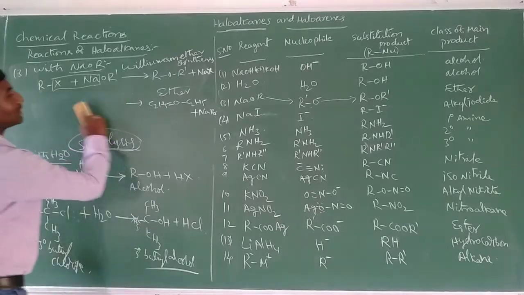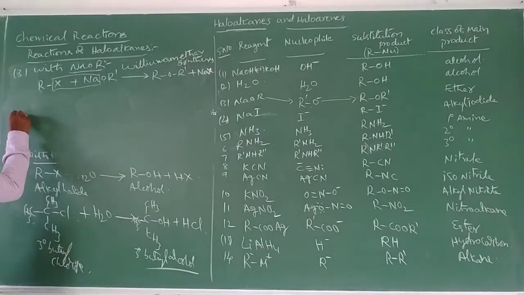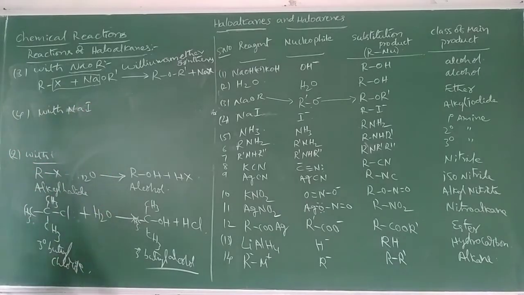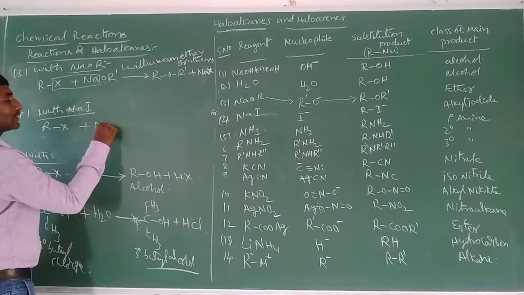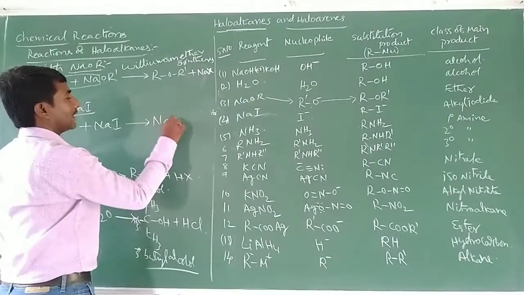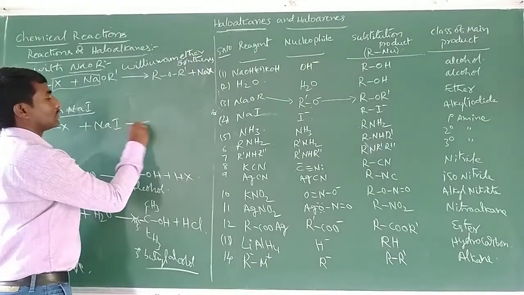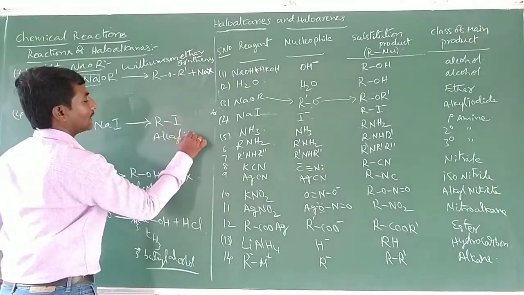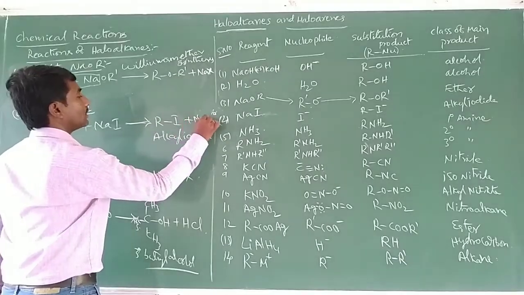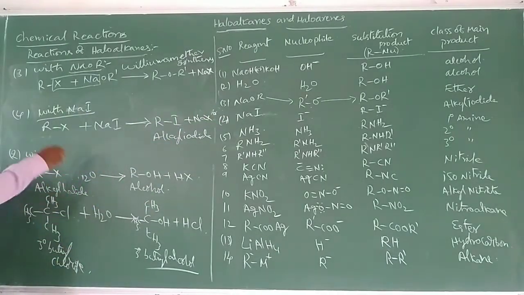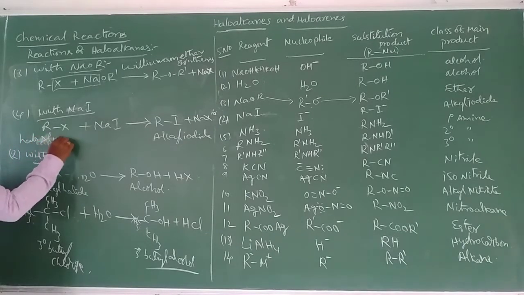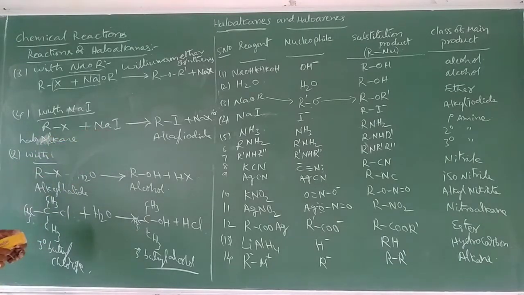And another one, the fourth one, is NaI. Reaction with the NaI, sodium iodide. That gives what? Alkyl iodide. So haloalkane reacting with the NaI, sodium iodide, gives RI, alkyl iodide. So alkyl iodide is the main product.